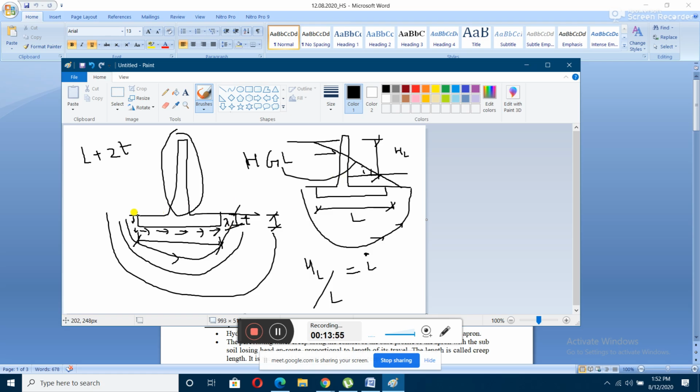So water from this point will be coming down, then going like this, and then going up like this. So the total length traveled by percolating water is L plus 2T, and if the T value is very less, then we can neglect this part. What will be the value of creep length? The value of creep length will be itself L. Okay, sir. Yes. Rest clear? Everybody clear? These are the assumptions.